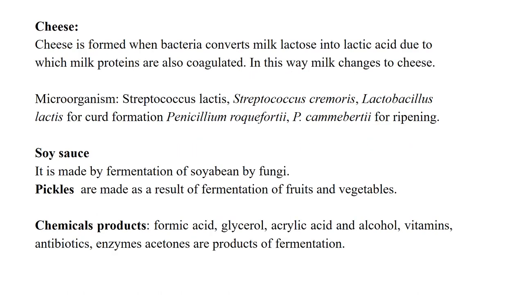Cheese production is a different method from yogurt production. That's why we use different types of organisms in cheese. Cheese is also formed when bacteria convert milk lactose into lactic acid, due to which milk proteins are also coagulated. Here the milk protein has to coagulate, and this way milk changes to cheese. Sometimes we can produce cheese by using acetic acid or lemon.